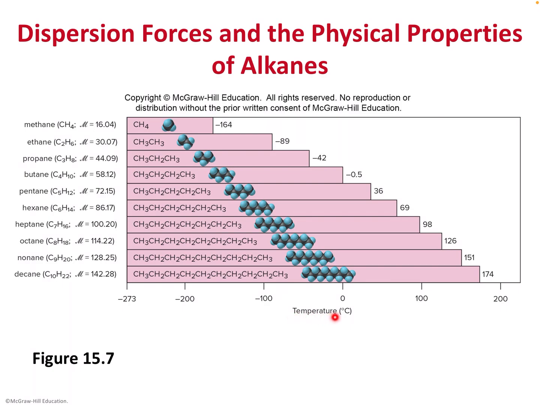So this is the temperature. And you can see these boiling points. Negative 89, negative 42, negative 0.5. So all of these are gases. And then 1, 2, 3, 4, 5, pentane. Pentane boiling point 36. It's a liquid. So these are all liquids. So these are gases because they have very weak dispersion forces. As the molecules get bigger, they have more points of interaction with other molecules. So more dispersion forces, and as a result, the boiling point increases.